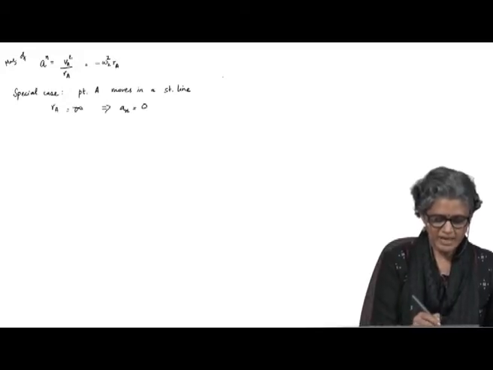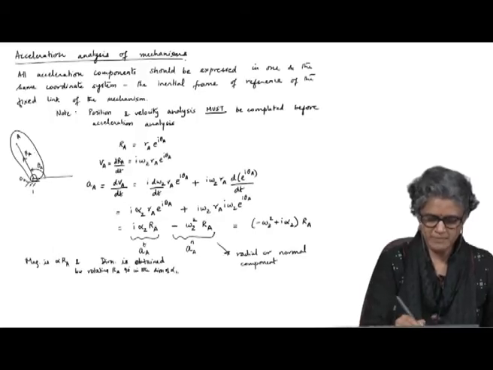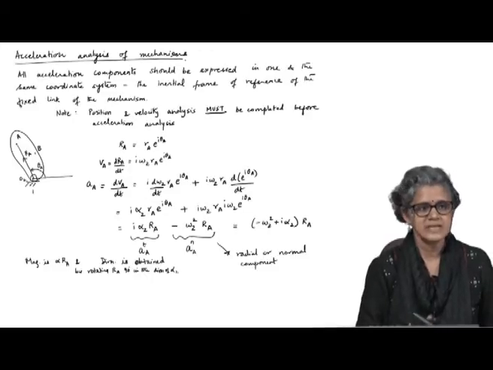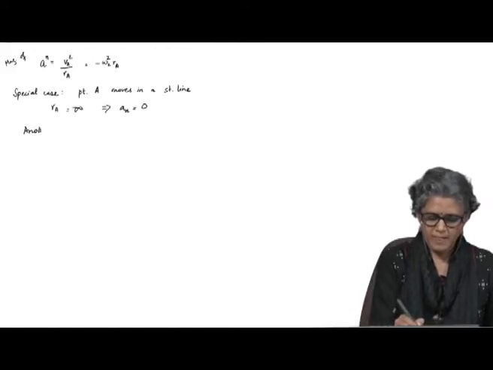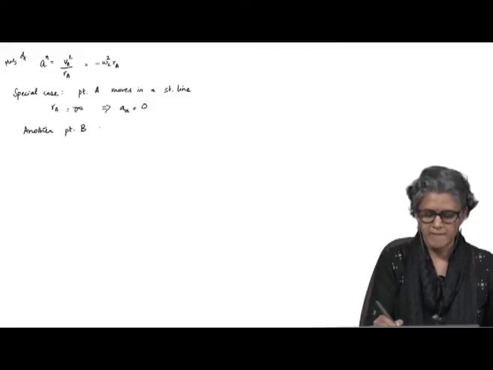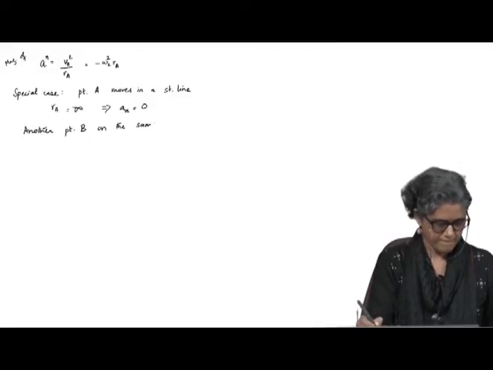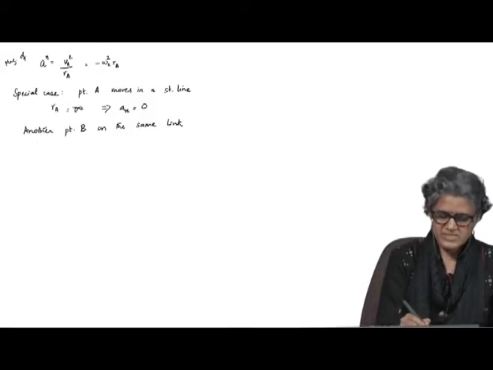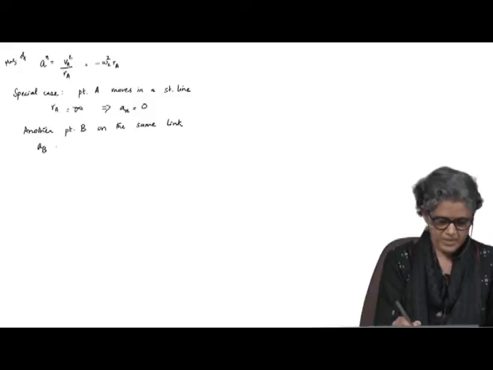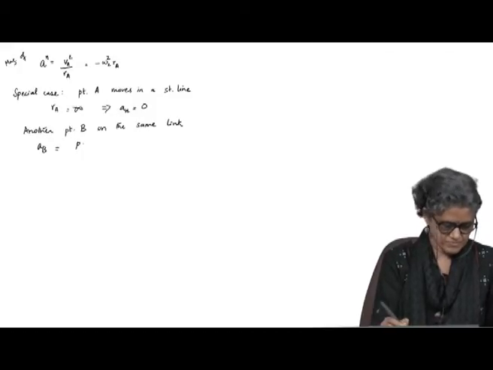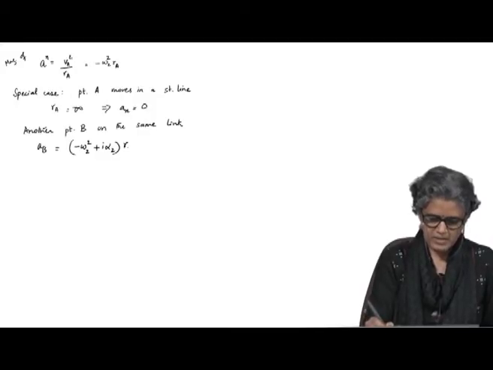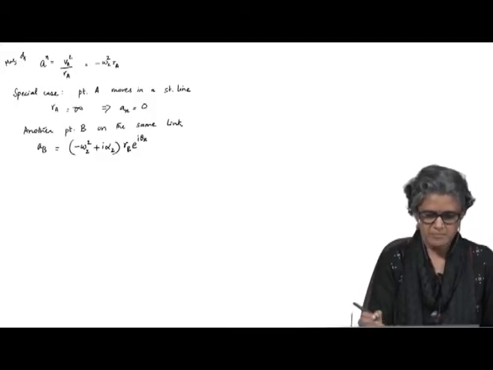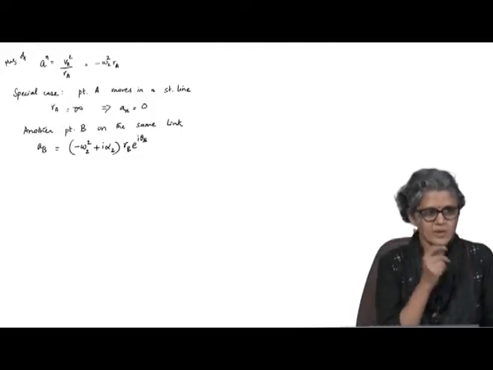So, similarly, if I have another point B on this link, then its absolute acceleration a_B equals (minus omega_2 squared plus i alpha_2) times r_B e^(i theta_B).